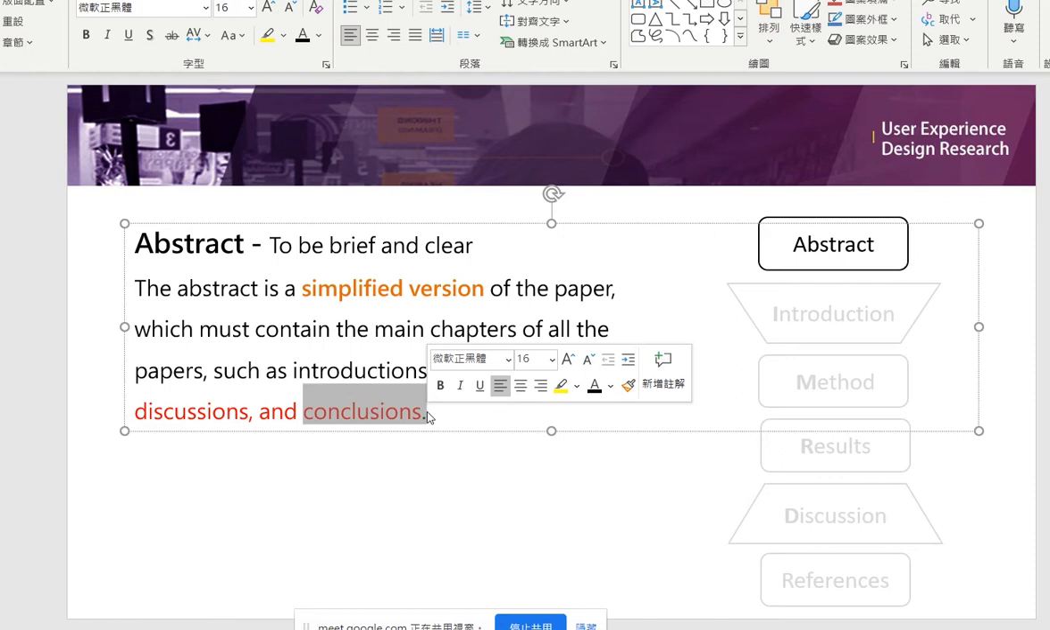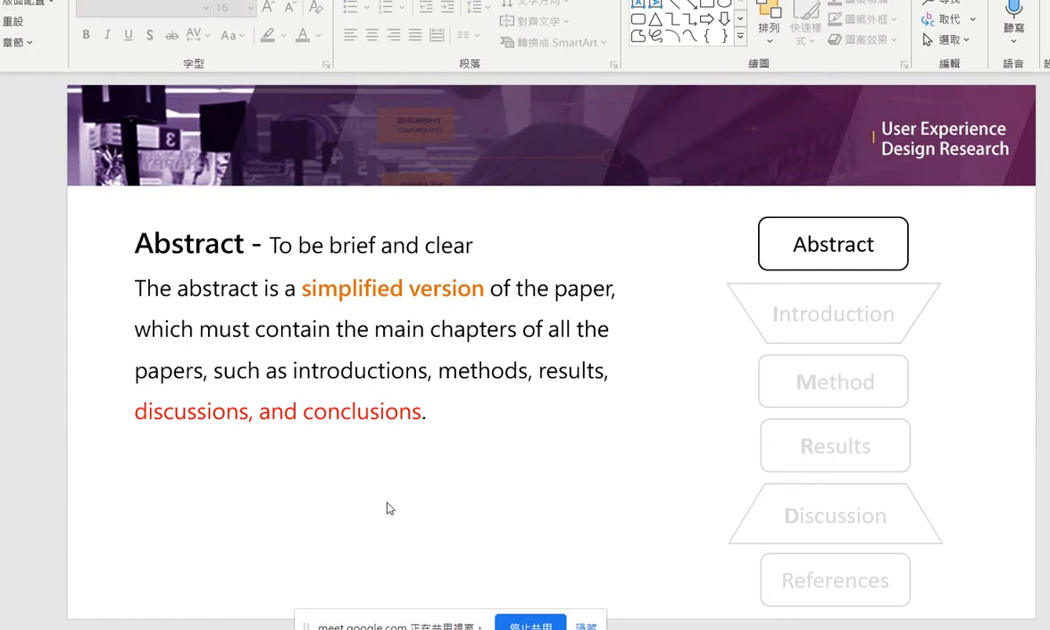Okay, so do you know the difference between the chapters? Okay, very clear. Okay, thank you. So in your work, I hope you could distribute the different chapters and put the right things in the right place. Okay.